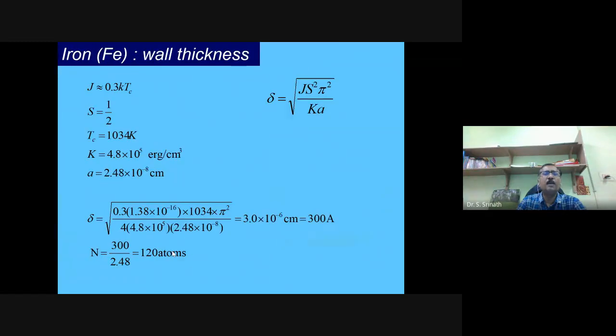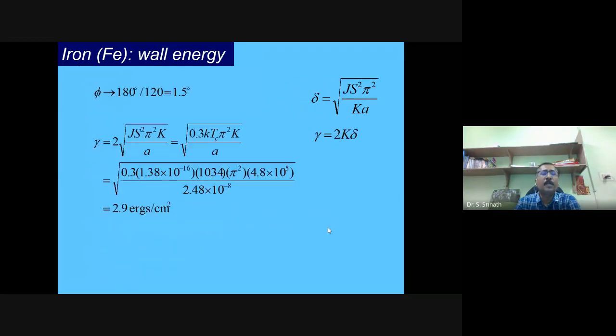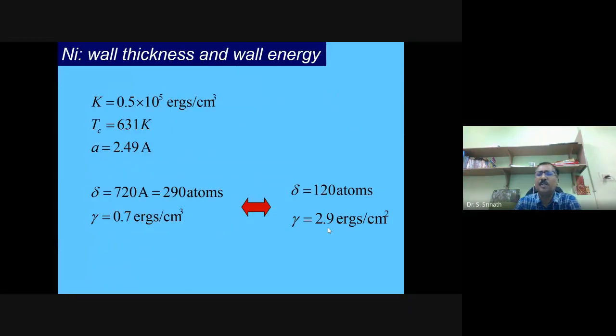I will skip now. You can plug in some numbers for a given system, for example iron, which has 1034 Kelvin as the TC. This is the anisotropy constant, and this is the lattice constant. You can plug in and find the n over which this flip takes place for a 180-degree domain wall, and the typical domain wall width, which comes out to be something like 300 angstroms. You can also calculate the energy associated with it.